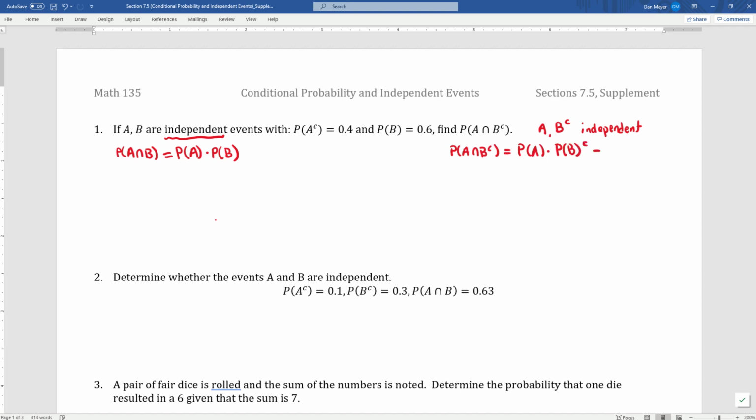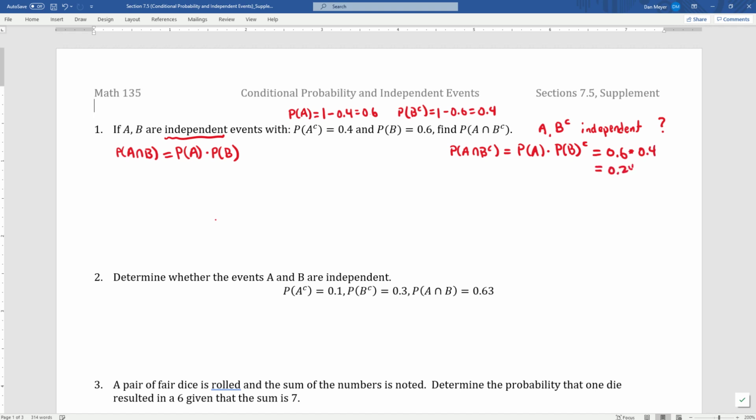And we can find both of those probabilities pretty quickly using our complement formula. The probability of A will be 1 minus the probability of A complement. And similarly, the probability of B complement will be 1 minus the probability of B. If we're able to say that A and B complement are also independent, then our probability here will be 0.6 times 0.4, which I think is 0.24.